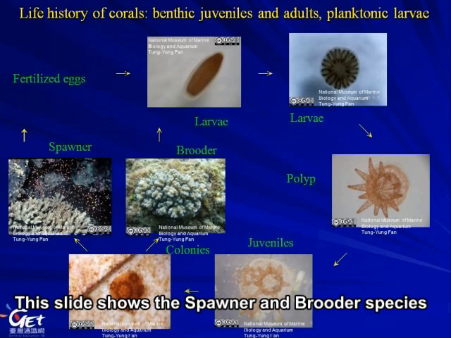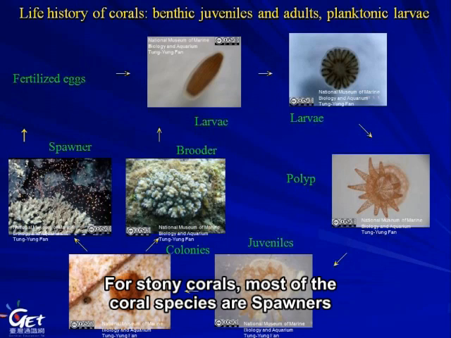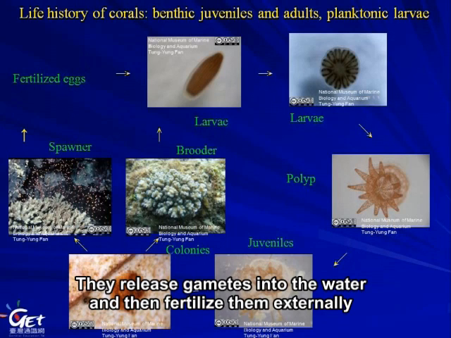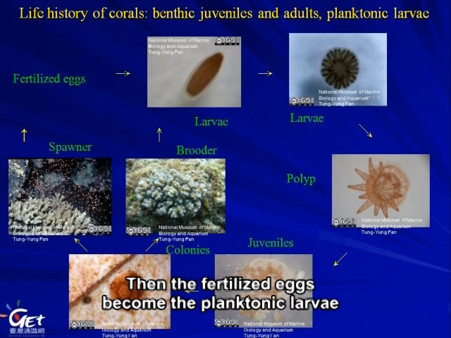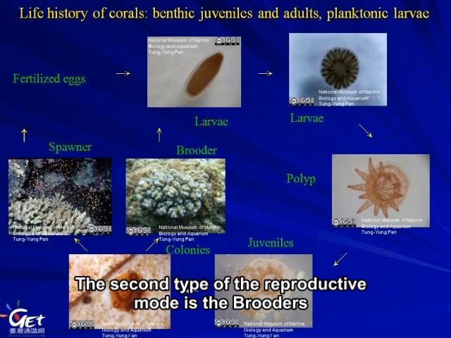This slide shows the spawner and the brooder species. For stony corals, most coral species are spawners. They release gametes into the water, which are then fertilized externally. Then the fertilized eggs become the planktonic larvae. The second type of reproductive mode is the brooders.